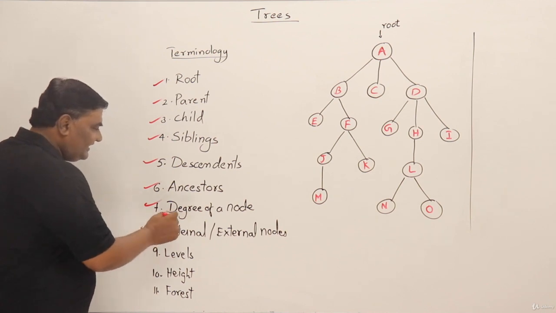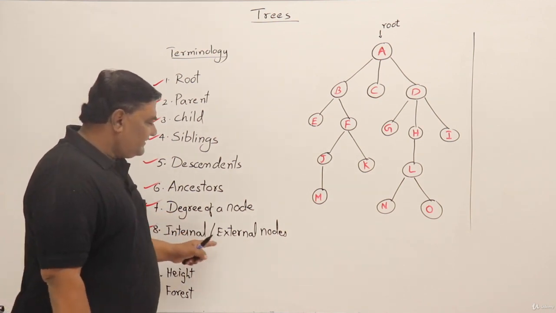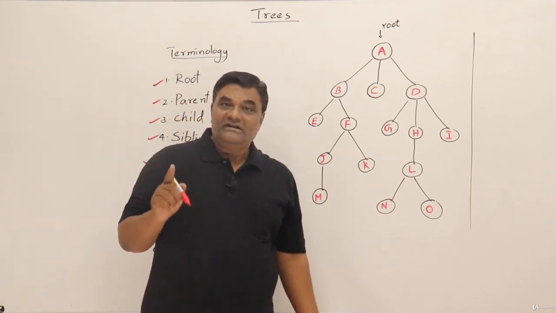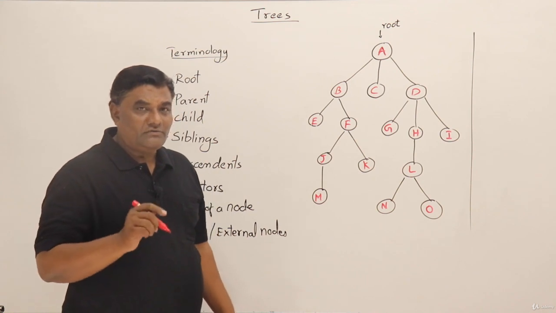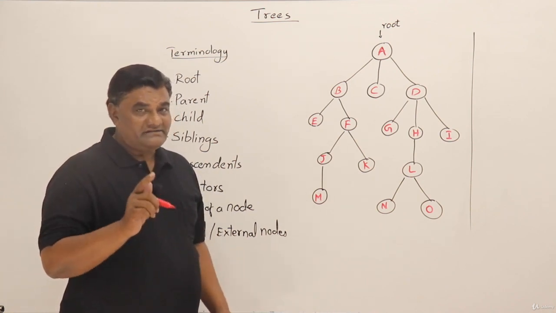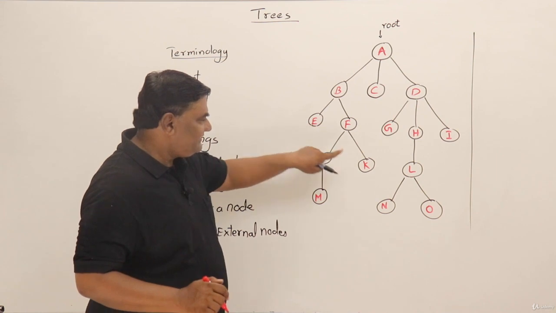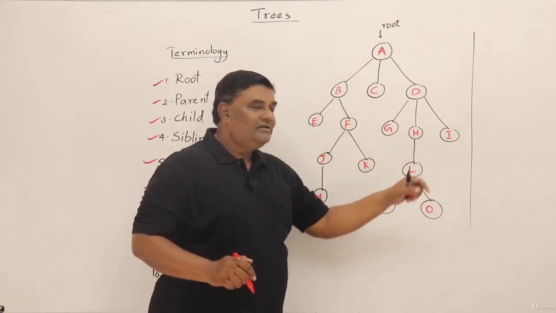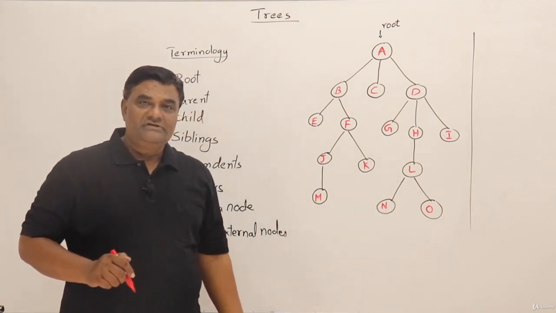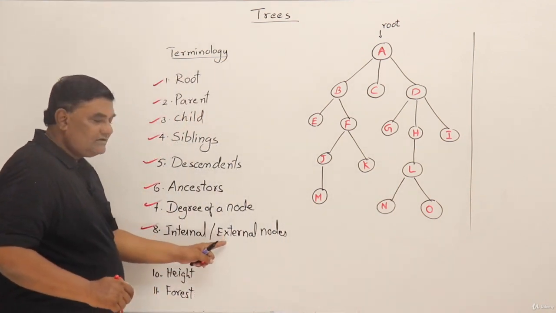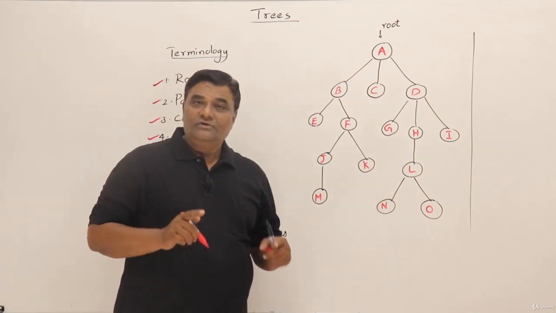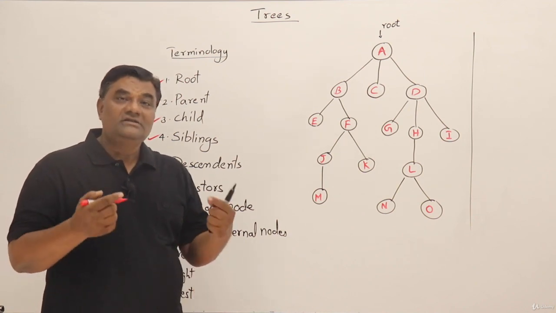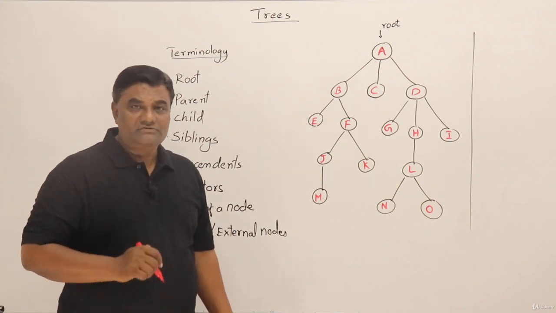Then coming to internal nodes and external nodes. Internal nodes, external nodes are also called as non-leaf nodes and leaf nodes, or terminal nodes or non-terminal nodes. What are those? Nodes with degree 0 are called leaf nodes. So E, M, K, G, C, N, O, I, all these are leaf nodes or external nodes or terminal nodes. And those nodes whose degree is greater than 0 are internal nodes, non-leaf nodes, non-terminal nodes.